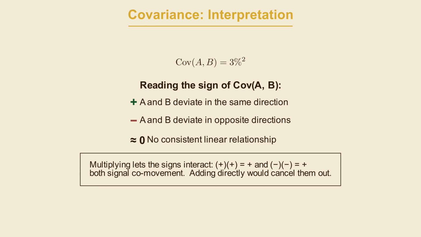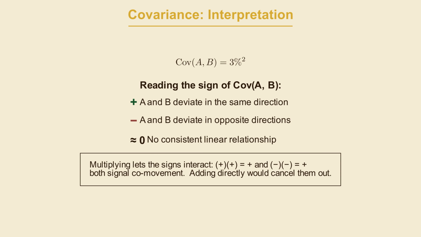A positive times a positive gives a positive product, both above average in the same direction. And a negative times a negative also gives a positive product, both below average in the same direction. But a positive times a negative gives a negative product, making it so that you end up with a negative whenever things go in different directions. Adding the deviations directly would end up losing that information.